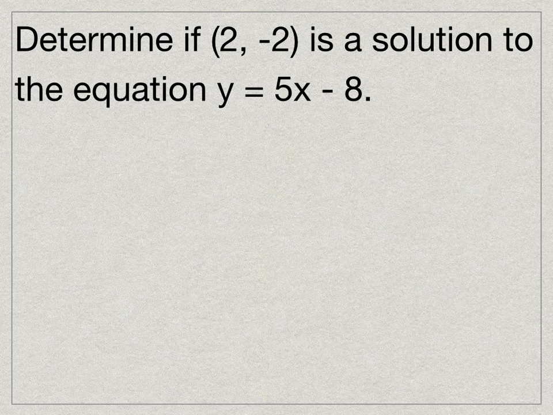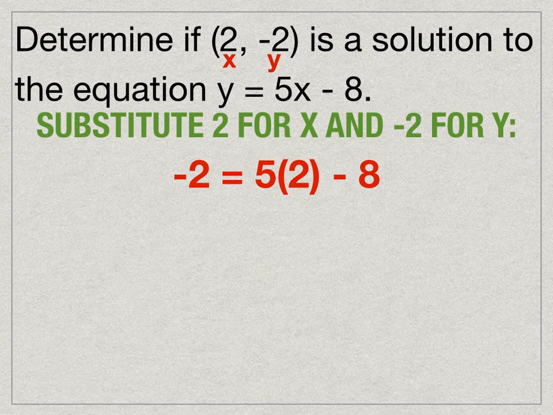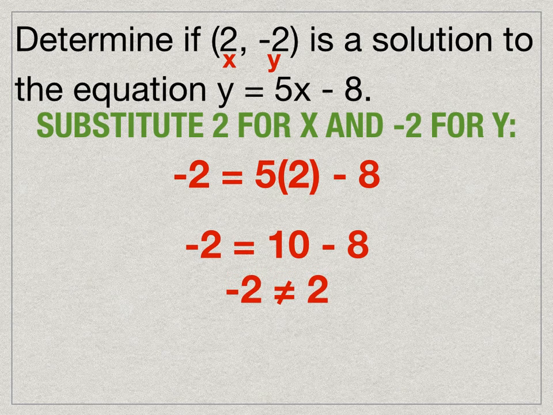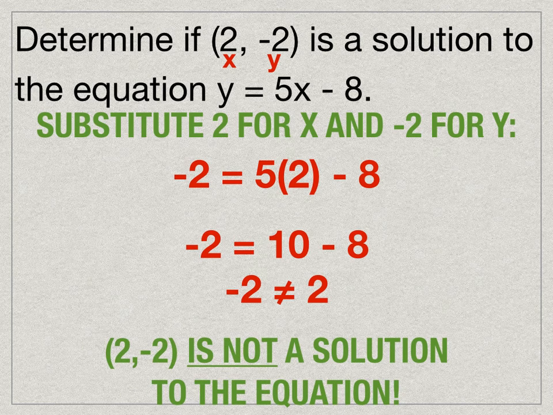The next example asks us to determine if (2, -2) is a solution to the equation y equals 5x minus 8. The ordered pair (2, -2) tells us that 2 is the x value and -2 is the y value. That means we need to substitute 2 in for x and -2 in for y. Go ahead and plug them in, which means you would have -2 equals 5 times 2 minus 8. Well, 5 times 2 is 10, and then 10 minus 8 is a positive 2. Negative 2 does not equal positive 2, so (2, -2) is not a solution to the equation.